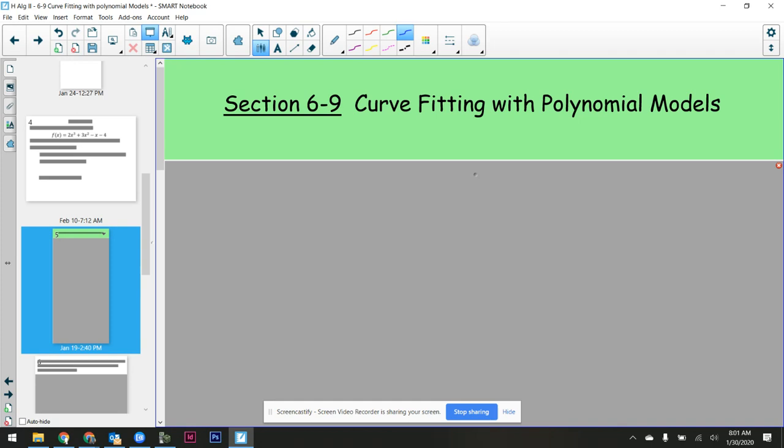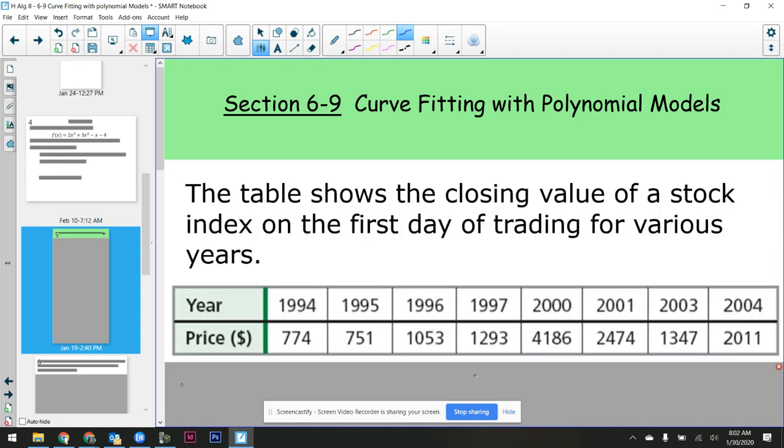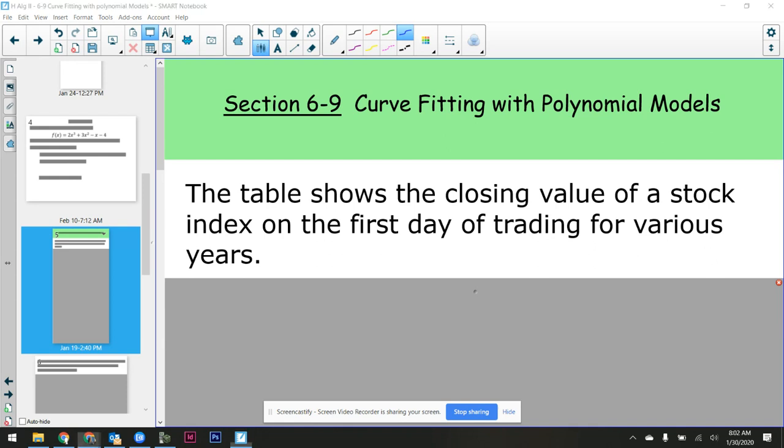Now remember, we had that whole thing with the R value. What did the R value represent? The strength of the correlation, right? You want 1. The closer to 1, the better.